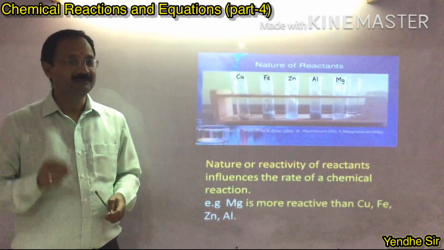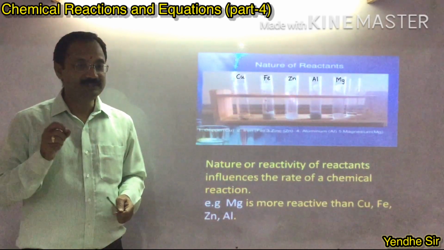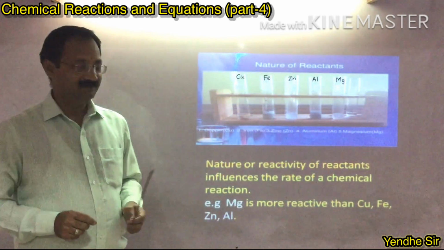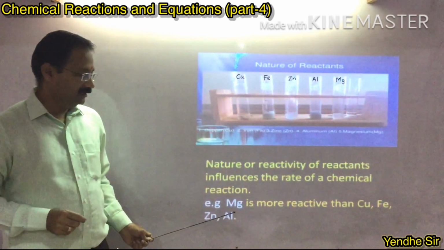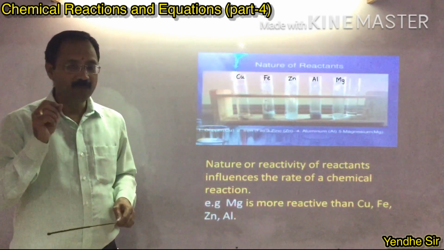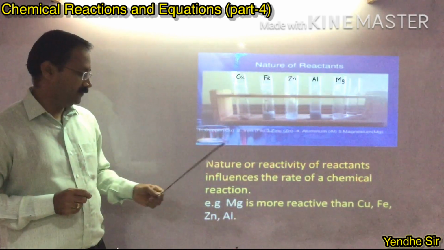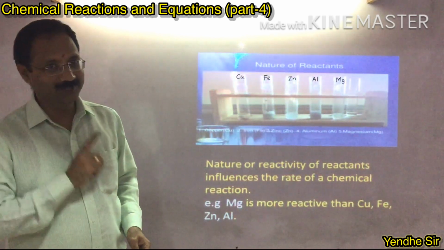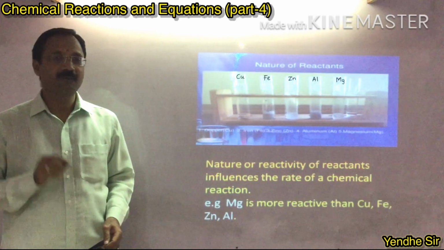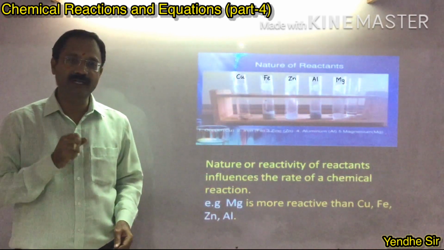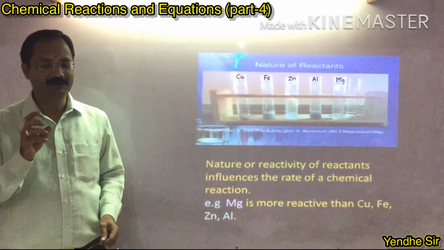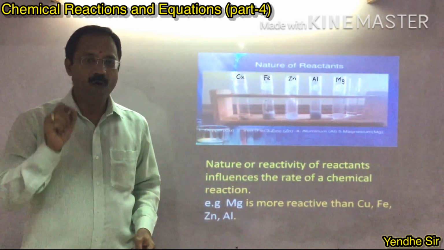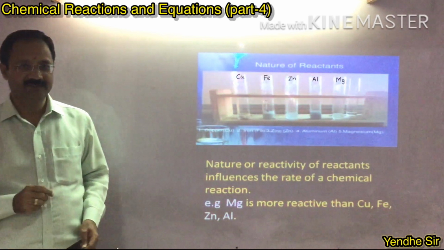Can you tell me which is more reactive, which will increase the rate of reaction? Yes. In this one, magnesium is more reactive than copper, iron, zinc and aluminium. Now I know that you have one question. Why is magnesium more reactive than other elements? Now let me tell you the answer. See all the atomic numbers of these elements.